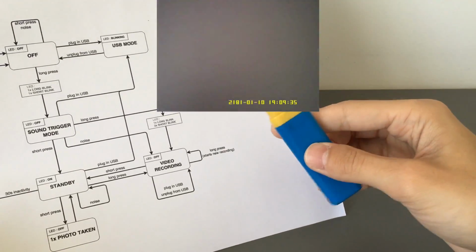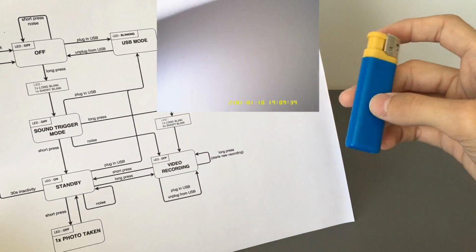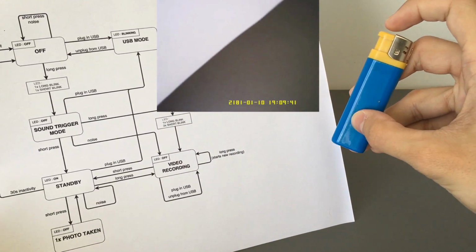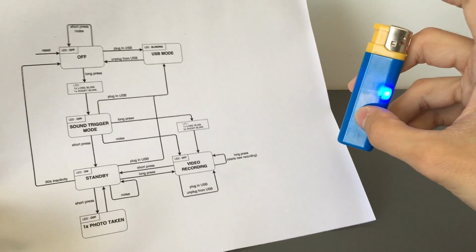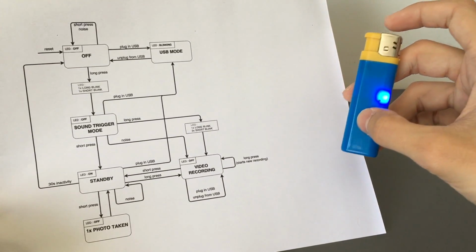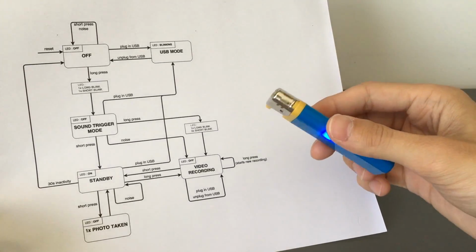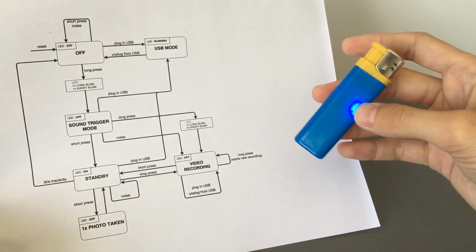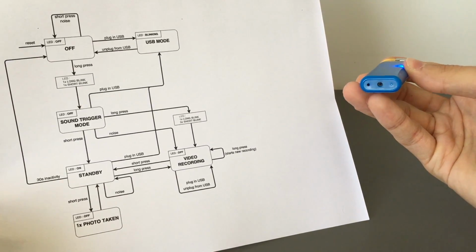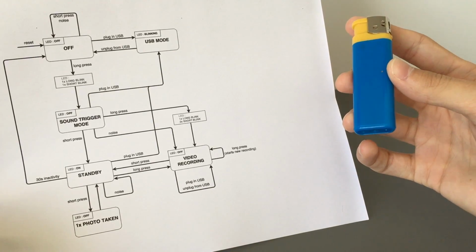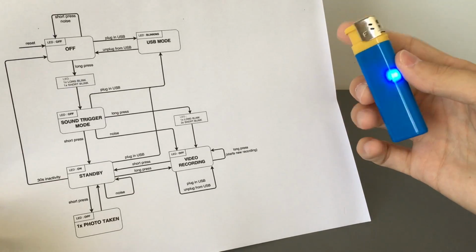Anyway. So now we are video recording, right? A short press should stop us and bring us to standby. So let's see. And that is correct. Now we're in standby. So now sound activation no longer applies. And yeah, we can basically short press and take a photo. And that'll look like that. So it does take quite a while.